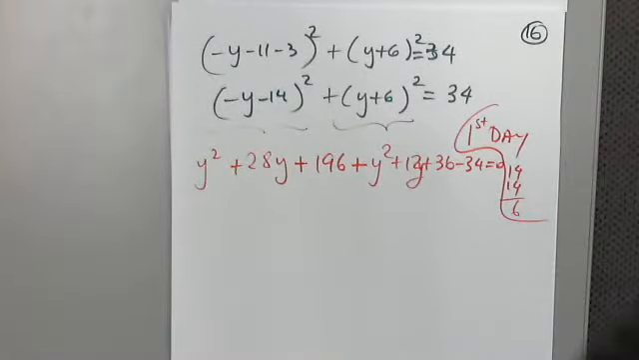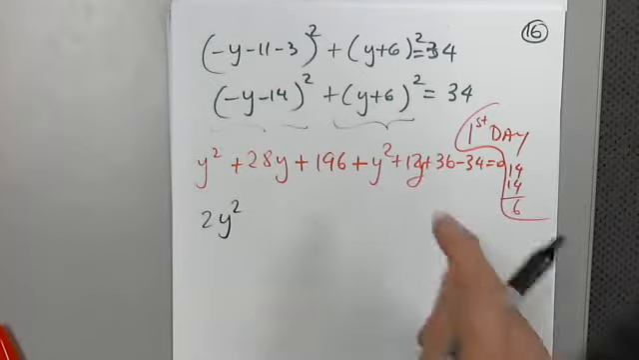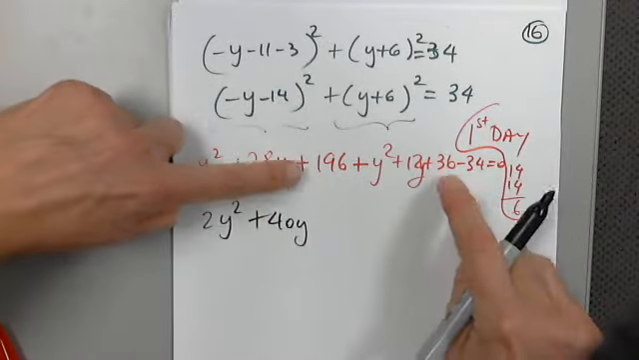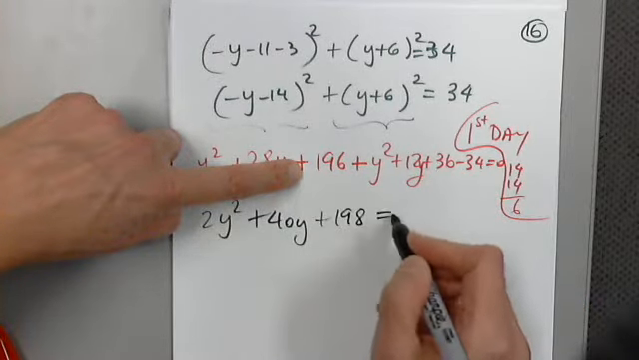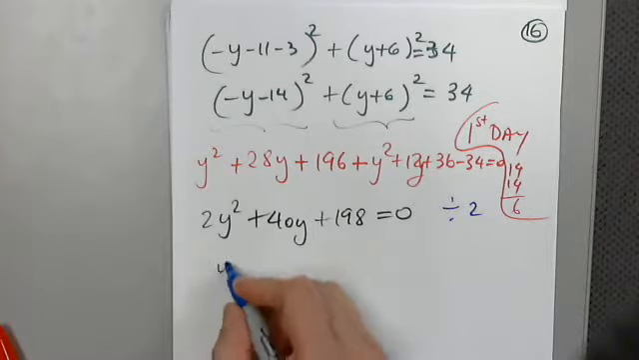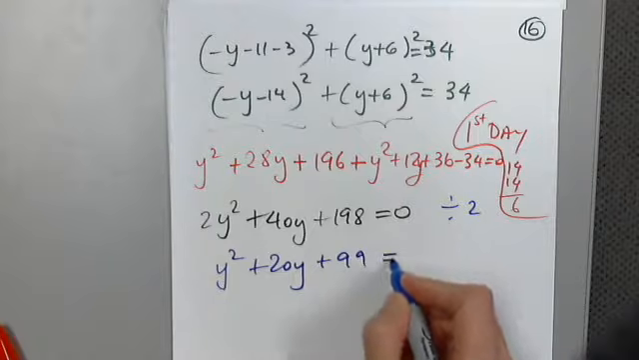Let's combine like terms. y squared plus y squared, 2y squared, very good. And then we have plus 40y, and this is 198. And I know you know what I am going to do next. Absolutely. Thank you. So y squared plus 20y plus 99 equals 0.